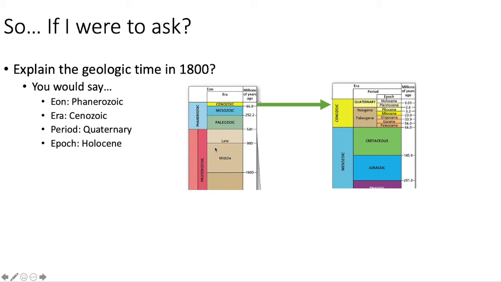If I were to ask, explain the geologic time in 1800, you would say, okay, the eon is the Phanerozoic, which is right here, right? The era is the Cenozoic. The period, we would look over here, is the Quaternary. And the epoch that's built into the period is the Holocene. Pretty easy, right?